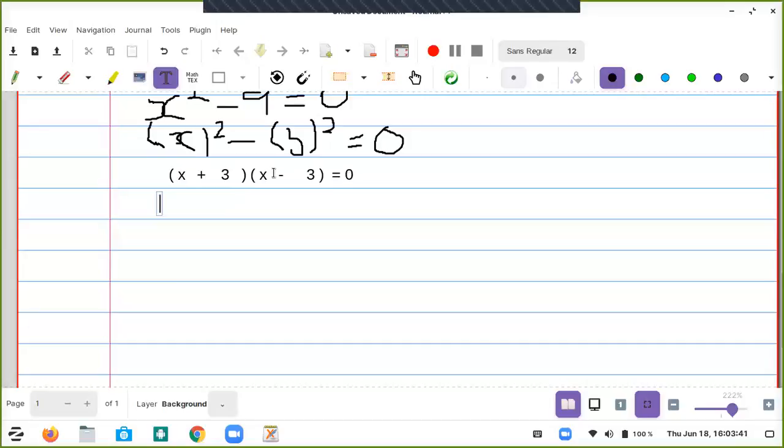Then if it is the second bracket which is equal to 0, it means x plus 3 times 0. It also gives us what? 0. That's the reason why we have to equate each factor to 0. So it's x plus 3 is equal to 0. Now, if the first bracket is not equal to 0, then it means what? It means then that it's the second bracket which is equal to 0.